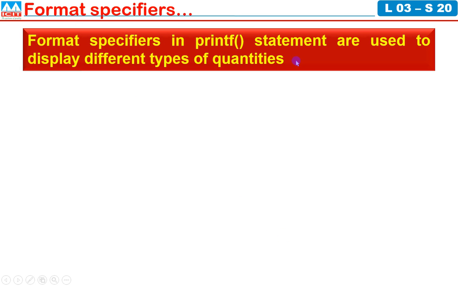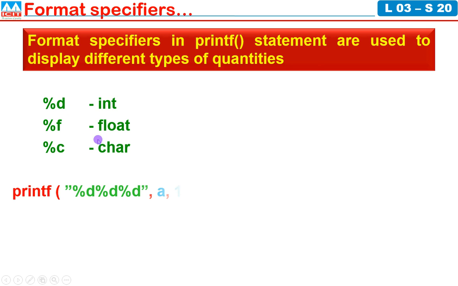Format specifiers in the printf statement are used to display different types of quantities. What types of quantities are there? Integers, percentage d; floats, percentage f; characters, percentage c. Look at this example. The function of this printf statement is displaying something within double quotes. There are 3 percentage d's.